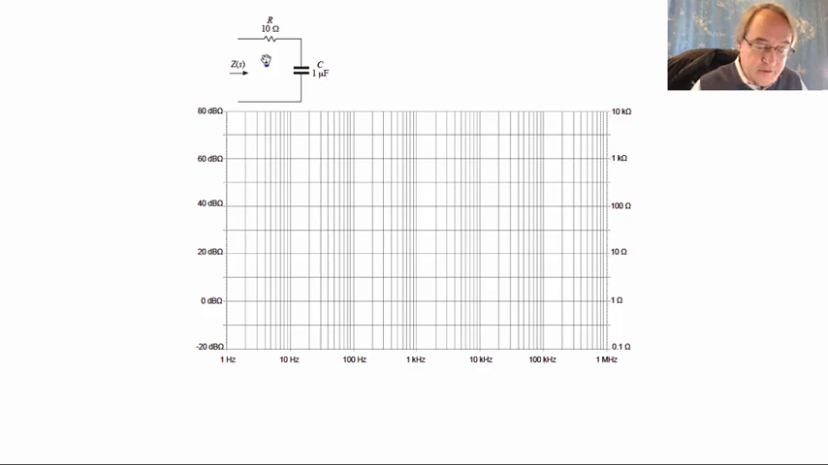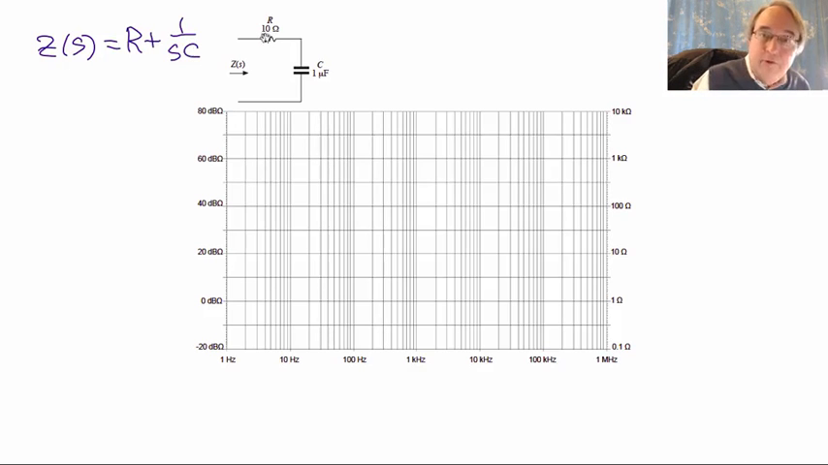So we're going to start with a simple example of a series combination of an R and a C. So here Z of s is the resistor impedance in series, or plus, the capacitor impedance. And what we're going to do is construct the asymptotes of each of these individual elements first, and then we'll combine them in the series combination. So first let's do the resistor. That one's pretty easy. It's 10 ohms and it's independent of frequency.